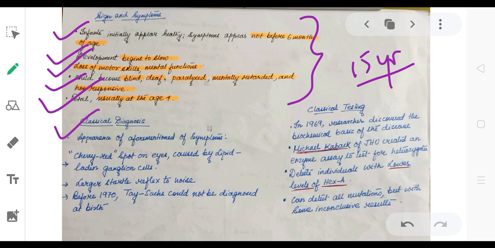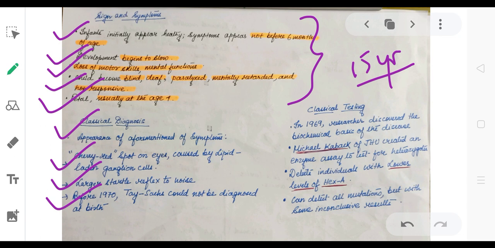Diagnosis of Tay-Sachs basically involves a cherry red colored spot on the eye caused by lipid-laden ganglion cells. So you may have a cherry red spot on the eye caused by the lipid, right? Then an exaggerated startle reflex to noise is another symptom. Before 1970, Tay-Sachs could not be diagnosed at birth, but now we have various systems by which we can diagnose even at birth. Clinical testing is a must.